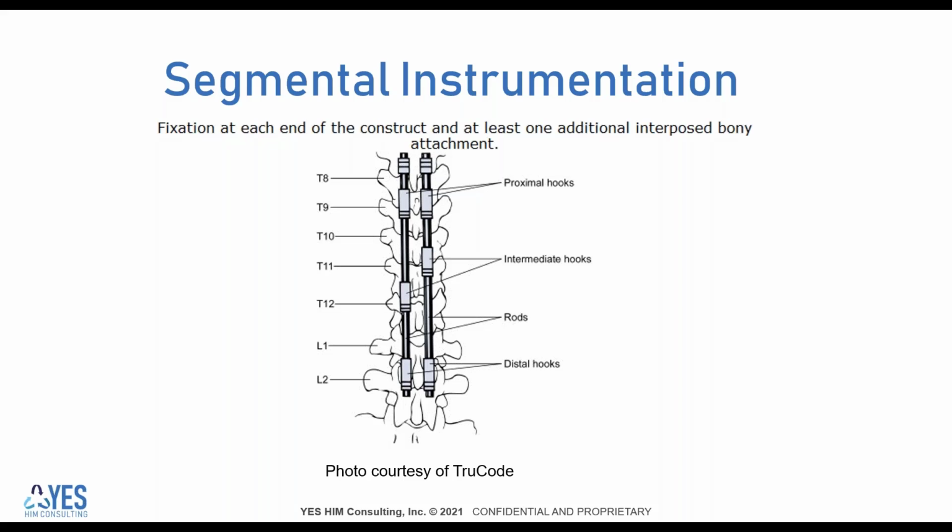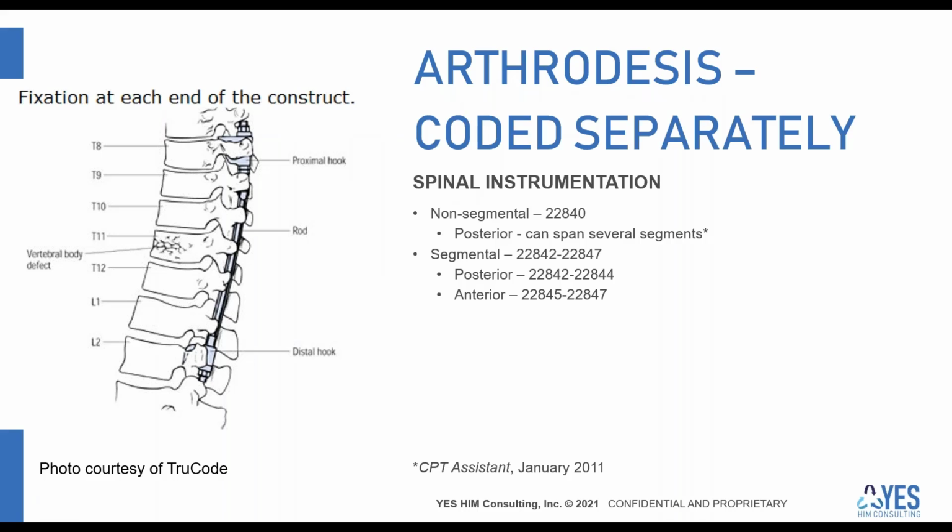Again, this is a wonderful picture from TruCode. It shows that there are many different fixations here, all the way at the top, all the way at the bottom, and a few places in between. So segmental instrumentation can be posterior, and there is a set of codes for that, 22842 through 22844. And then it can also be anterior, which is another span of codes, 22845 to 22847.